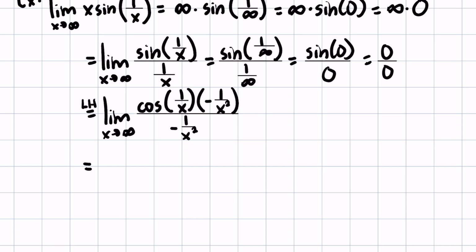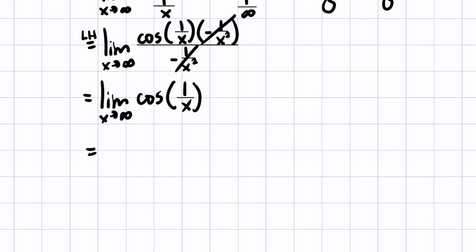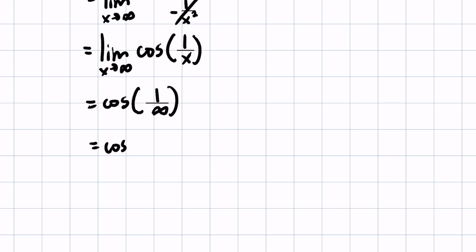So now these cancel, and so all we have is the limit as x approaches infinity of cosine of 1 over x. So when I plug in infinity here, I'm going to get cosine of 1 over infinity. So that's cosine of 0, and cosine of 0 is just going to be 1.